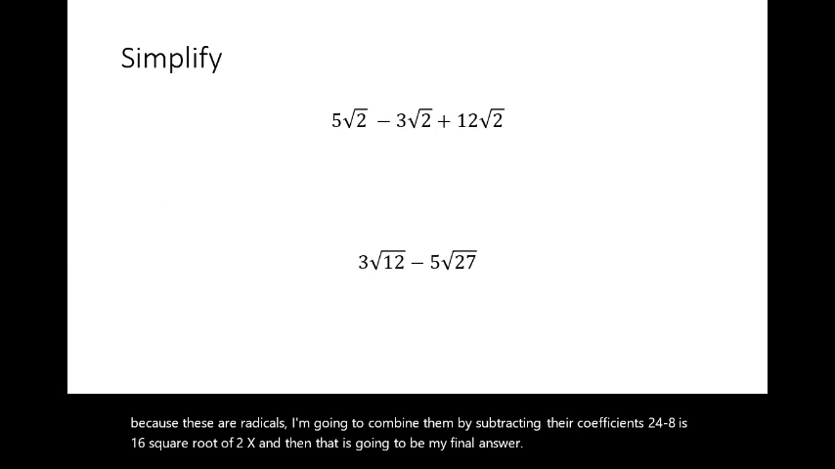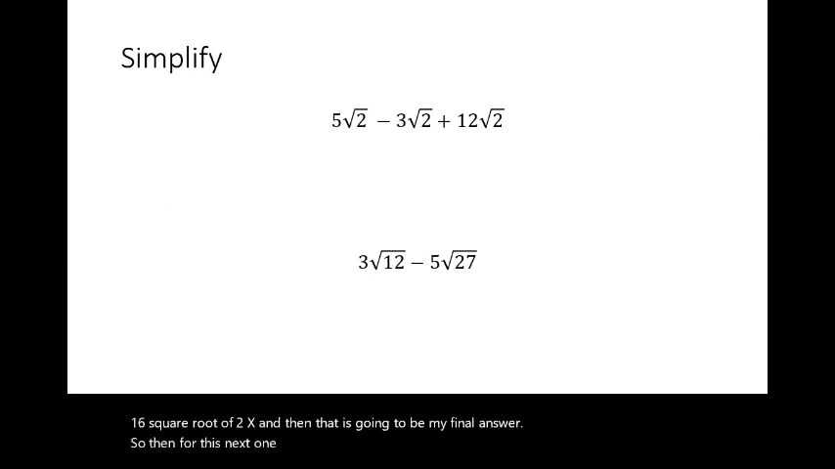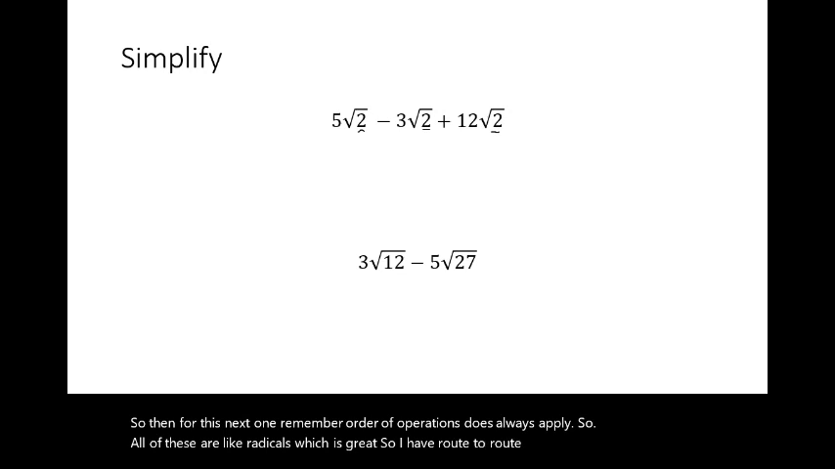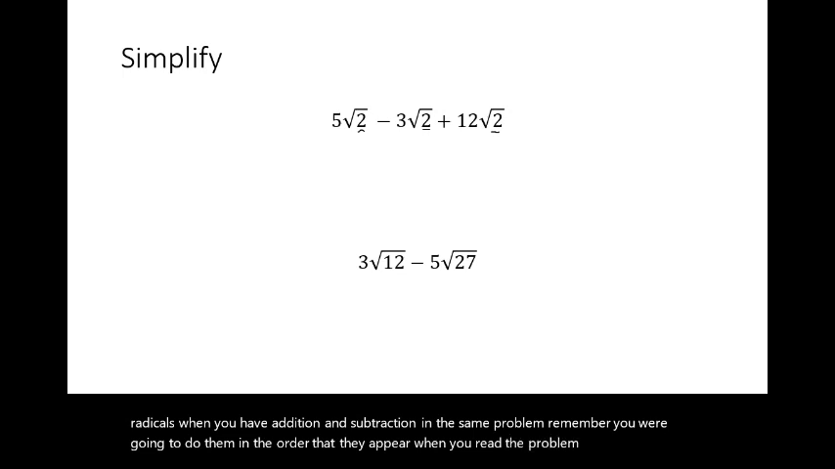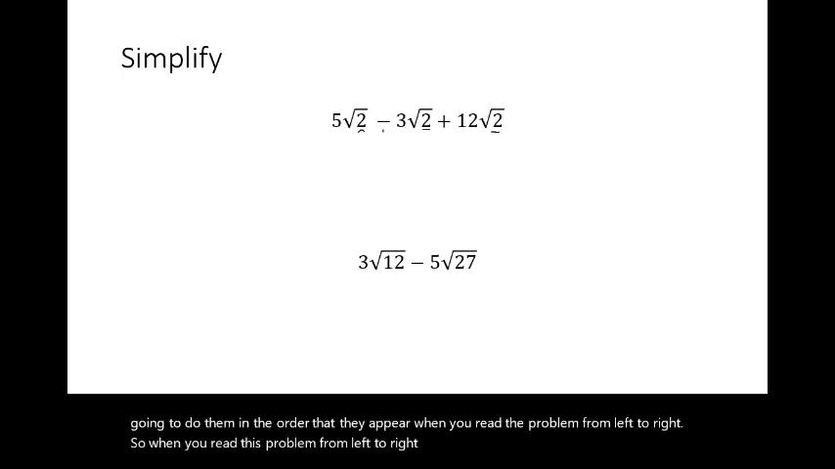So then for this next one, remember, order of operations does always apply. So all of these are like radicals, which is great. So we have root 2, root 2, root 2. So they're all like radicals. When you have addition and subtraction in the same problem, remember, you are going to do them in the order that they appear when you read the problem from left to right. So when you read this problem from left to right, you see that the subtraction comes first, and then the addition. So let's go through and subtract from left to right first.